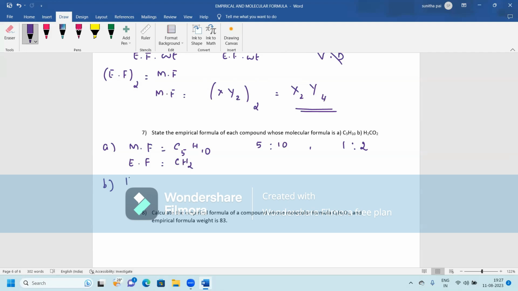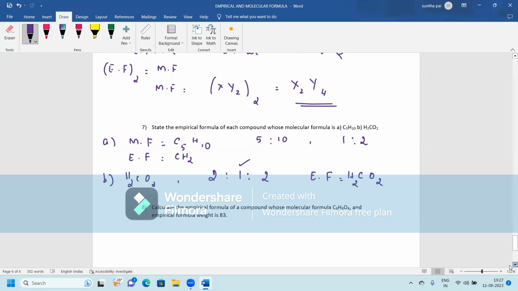H2CO2. Now, what is the ratio? This is molecular formula. Ratio is 2:1:2. Already there is a 1 which clearly tells me that I cannot make it undergo any further simplification. It's already in the simplest possible ratio. So empirical formula and molecular formula are the same, H2CO2. Okay, now the last question for today.